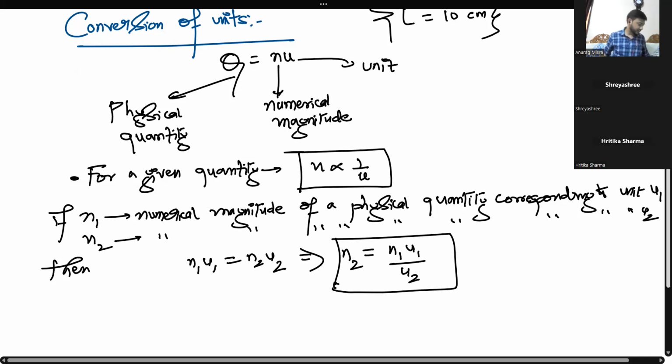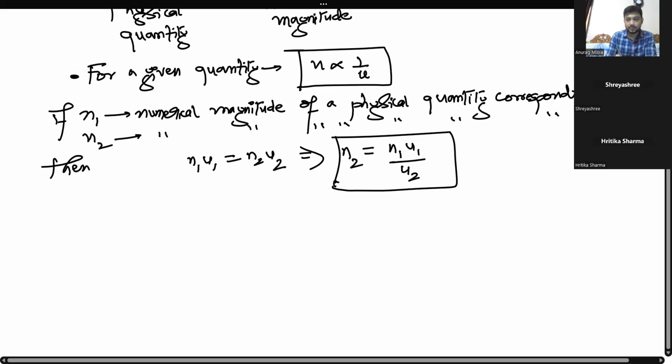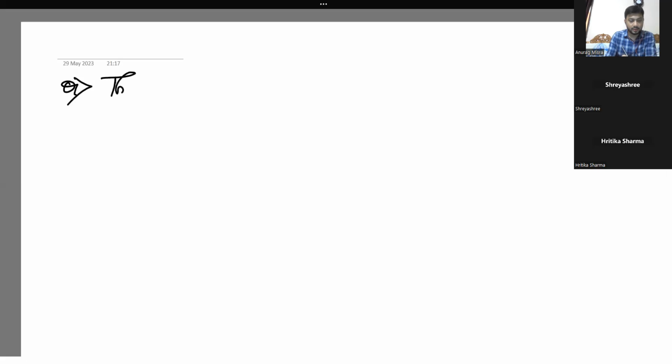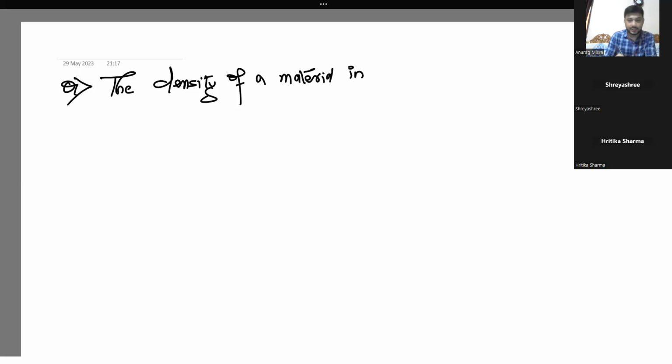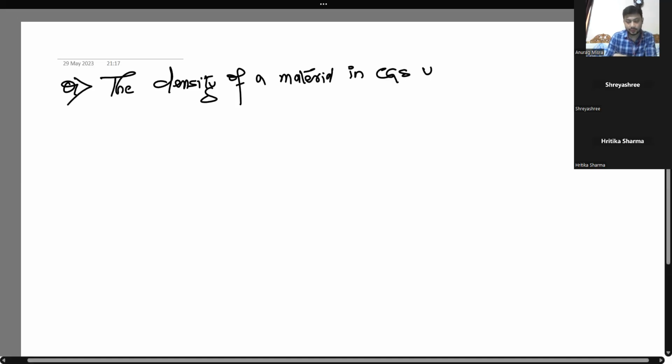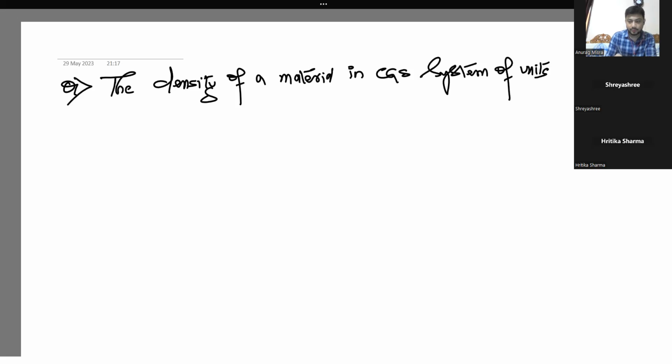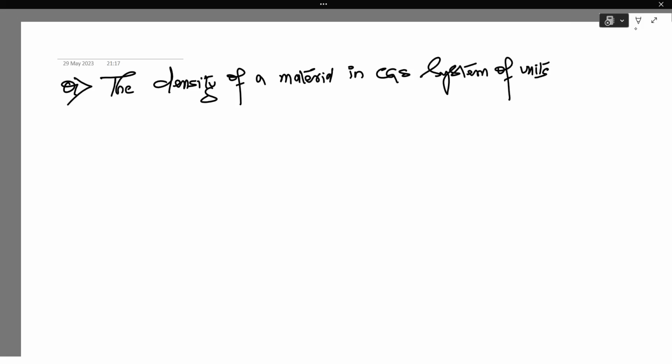So how will we solve this? The question is that the density of a material in the cgs system of units is measured as 4 gram per centimeter cube.